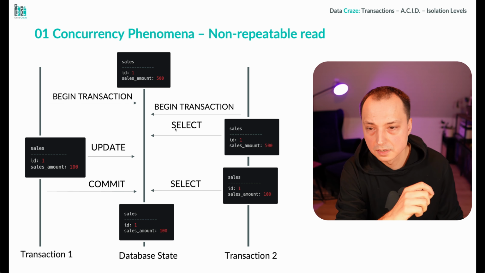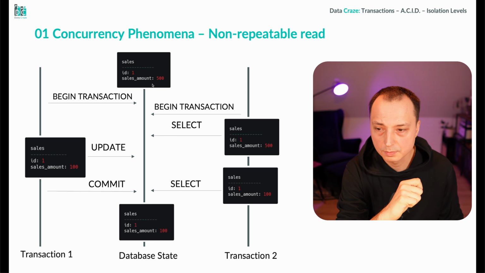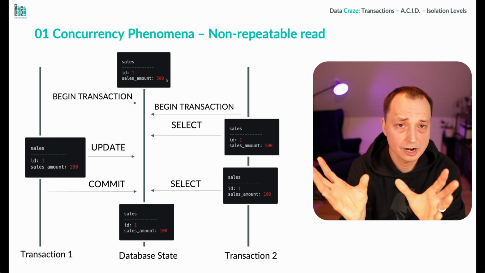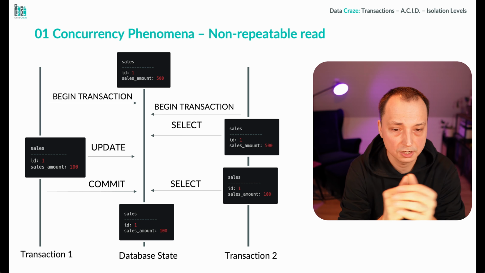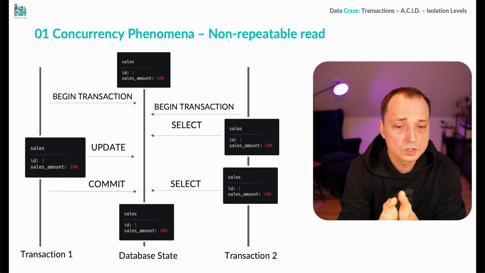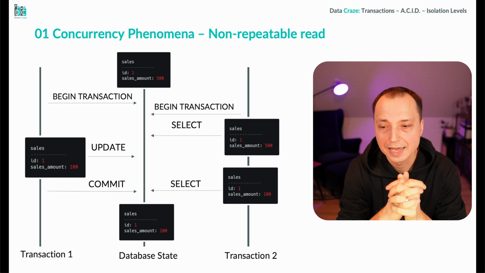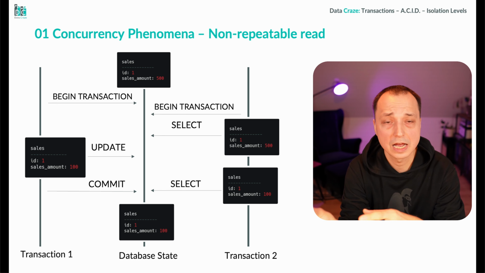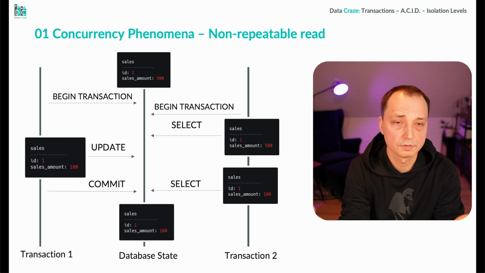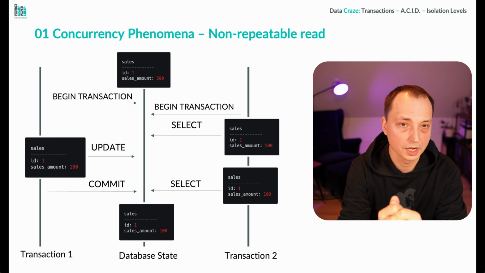Non-repeatable reads, friends. So database state, again, sales, 1 record, ID 1, sales amount 500. Transaction 1 is starting, opening the transaction, and again, simultaneously, transaction 2 is starting and doing a select. So transaction 2 sees that we have this 1 record with the sales amount value 500, right? And after this result was provided, transaction 1 is updating the record ID 1 from 500 to 100 and committing the transaction. So the database has a new state, which is basically sales amount 100.